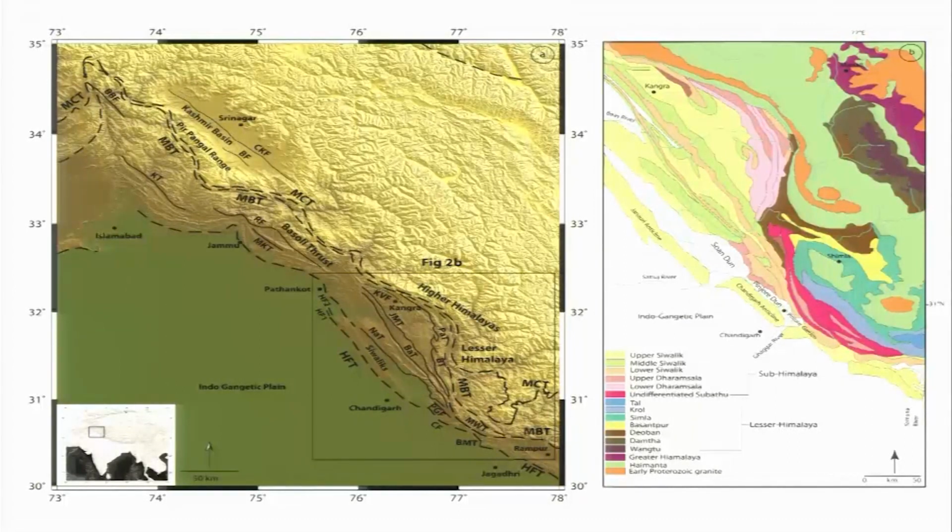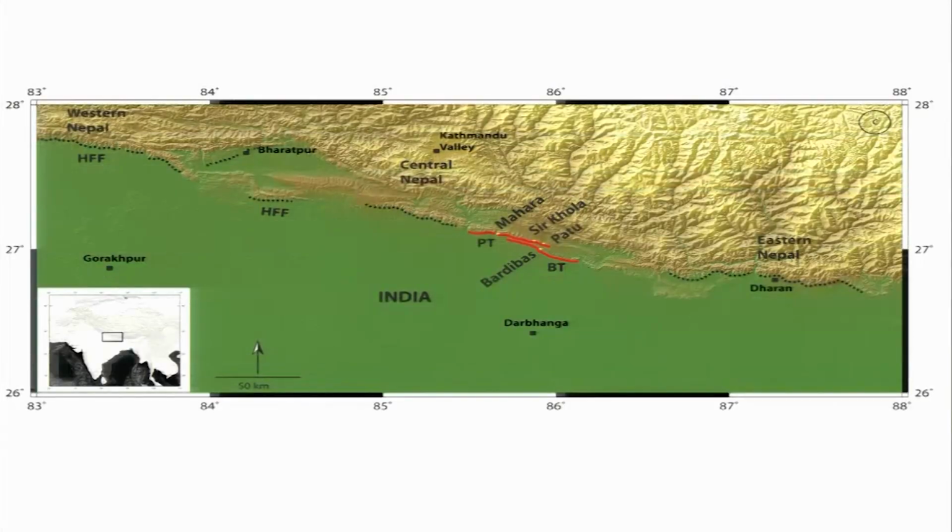MBT is your main boundary thrust. So this area is, we say, Chandigarh and Pinjore Doon. The area which has been shown here is the intermountain valley between the two hill ranges. This is Shivaliks and this is the Lesser Himalayas which we see. So there is a valley between that. The study which we conducted is from this region.